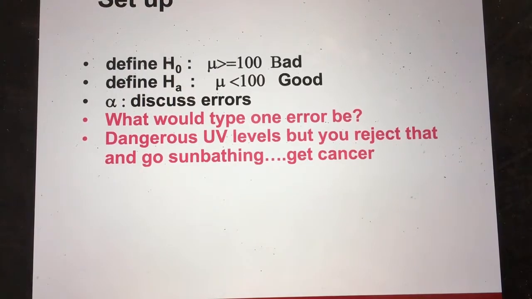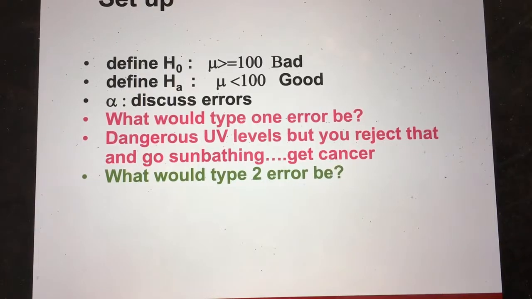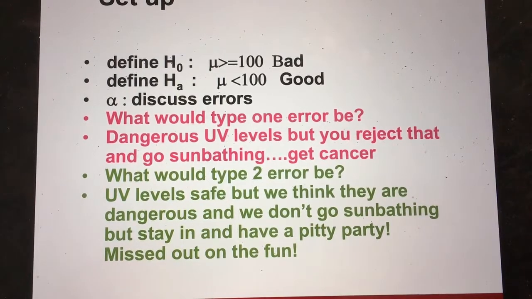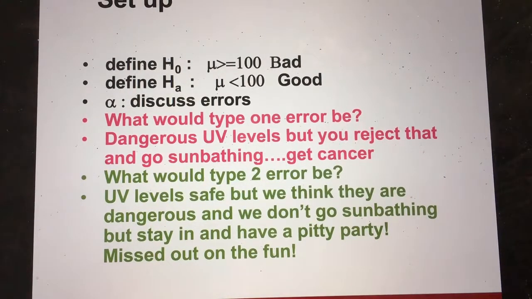So maybe in this case you want to make your alpha smaller. A type 2 error would be that the UV levels are actually safe, but we think that they're dangerous, and we don't go sunbathing, but stay in and have a pity party, missing out on the fun. So we lose the fun day, not a hugely serious consequence. The beta is the probability of a type 2 error. So we might want to let our alpha be smaller and our beta be bigger because of the seriousness of getting cancer.